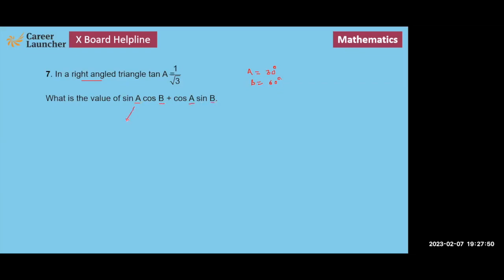So we will use this data to say that sin 30 degrees into cos 60 degrees plus cos 30 degrees into sine 60 degrees. So this value is equal to 1 by 2 into 1 by 2, plus root 3 by 2 into root 3 by 2. 1 by 4 plus 3 by 4, which is equal to 1.